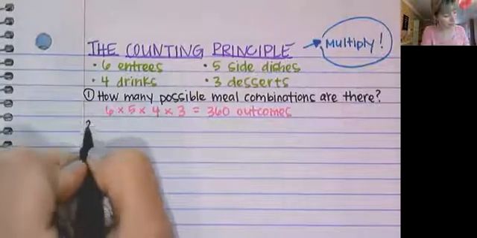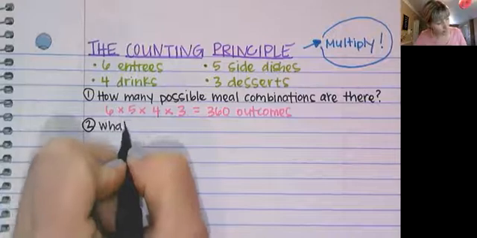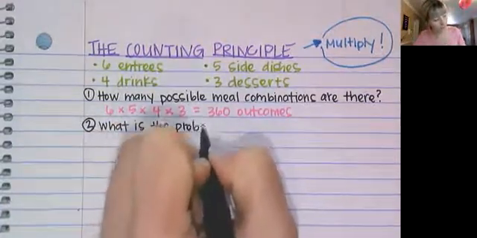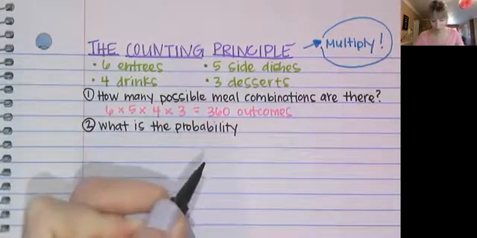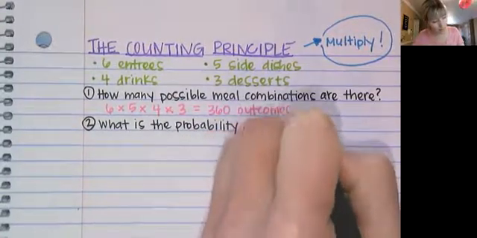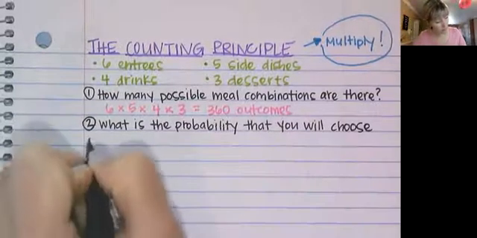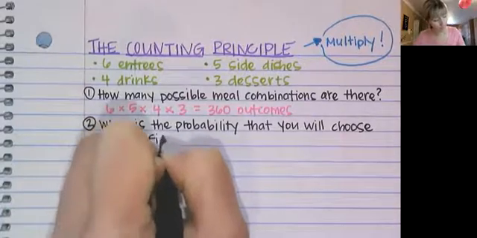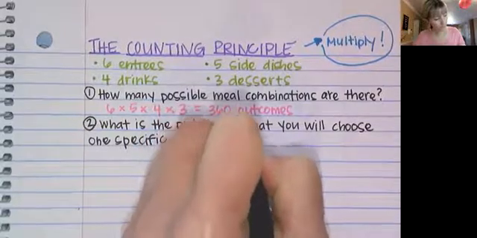Let's do question number 2 in this one. Now they could say, what is the probability? Okay, this is how it connects back into probability. If I now know the outcomes, then I can answer a probability question. What is the probability that you will choose one specific meal combo? I'm just going to write combo instead of combination.